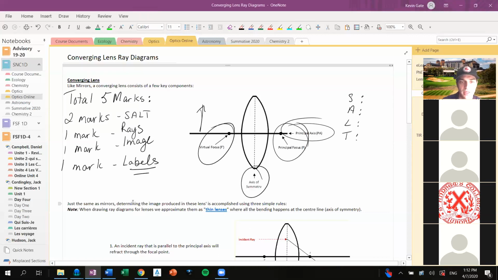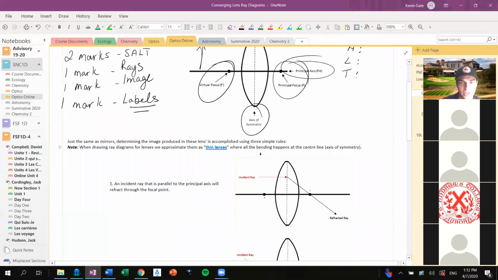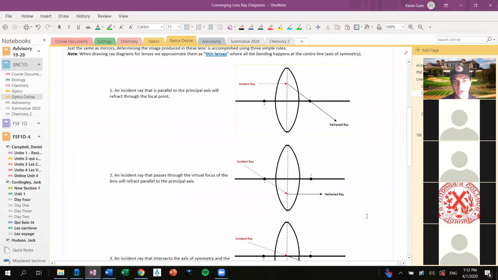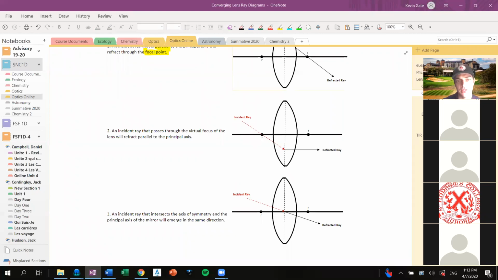So just as with mirrors, determining the image produced is accomplished using 3 simple rules. And these rules for lenses are very similar to the rules that we have with respect to mirrors. So an incident ray that is parallel to the principal axis will refract through the focal point. So if the incident ray is parallel to the principal axis, it is going to refract through the focal point. That's rule number 1. Rule number 2, an incident ray that passes through the virtual focus of the lens will refract parallel. So it passes through the virtual focus, will refract parallel.